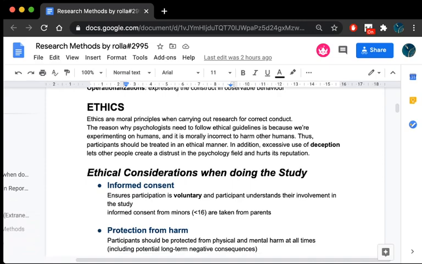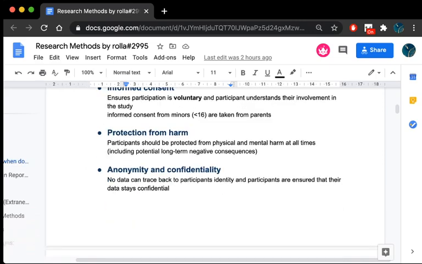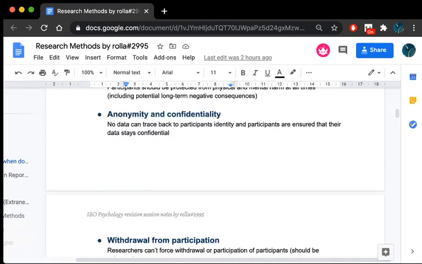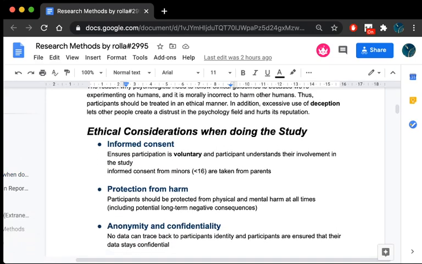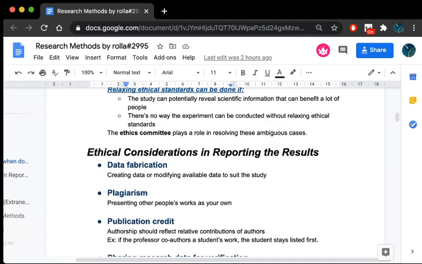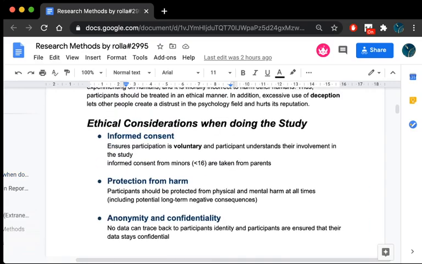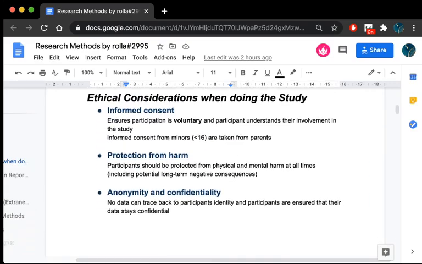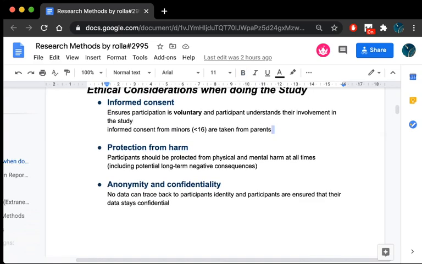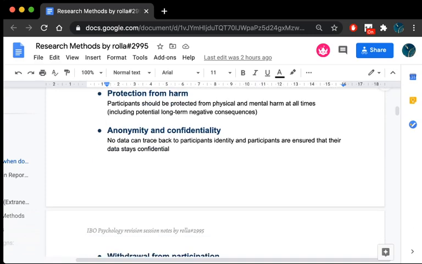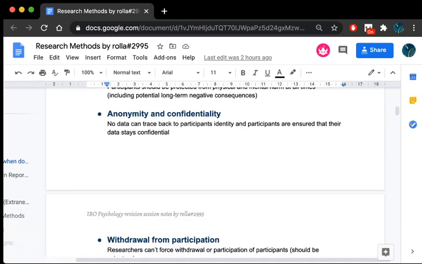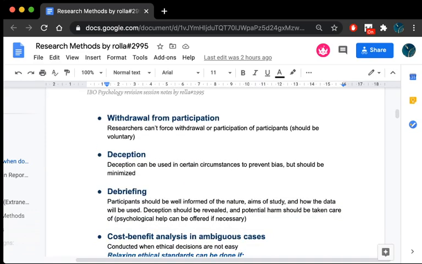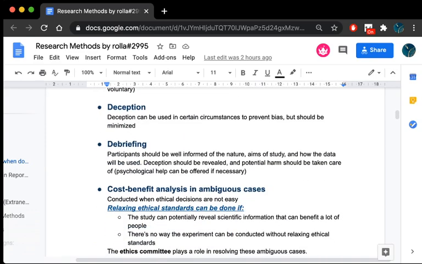Okay, then we have ethics. So we commonly have two types of ethics: the ethical considerations when you're doing the study, and the ethical considerations in reporting your results. When doing the study, some of the ethical considerations that you can consider would be informed consent, protection from harm, anonymity and confidentiality, withdrawal from the participation, deception, debriefing, and in special cases you can have cost-benefit analysis.